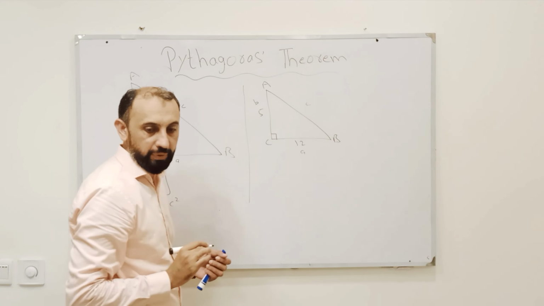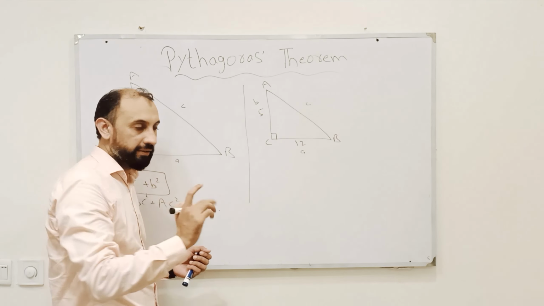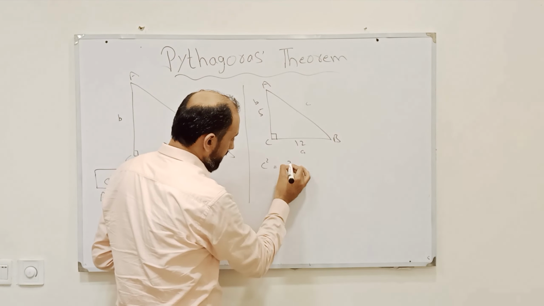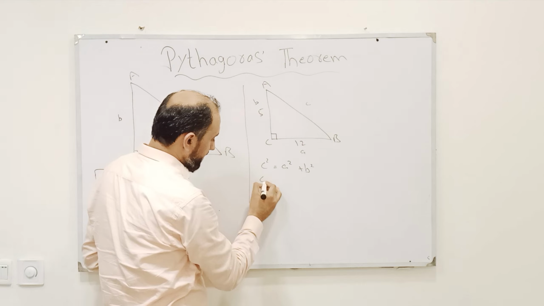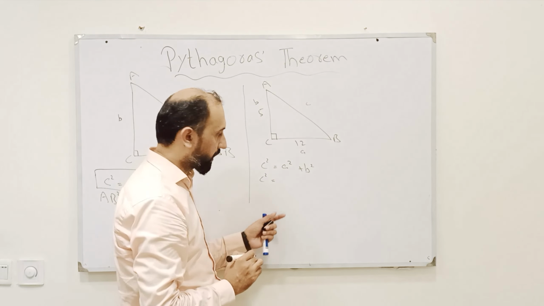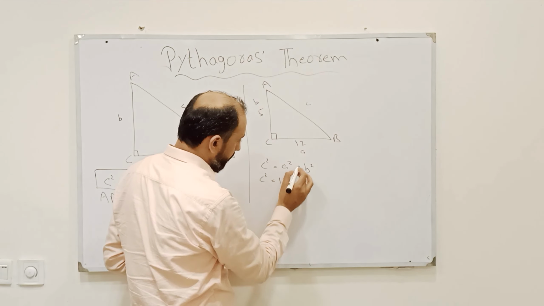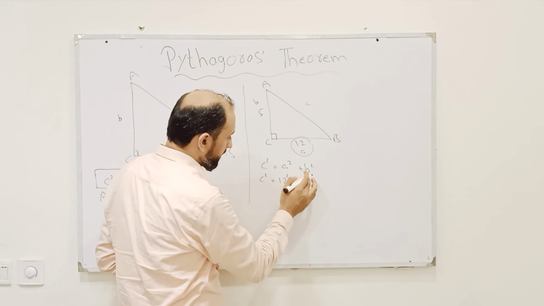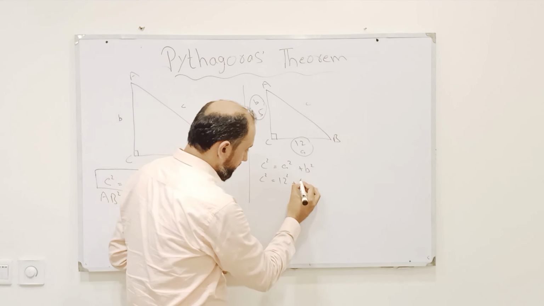Okay. Now you put in the values. First of all you write the formula, the Pythagoras theorem: c square is equal to a square plus b square. So you find c square. c square is equal to a square, and the value of a is 12. Now you make it 12 square plus b square. The value of b is 5, so now it's 5 square.